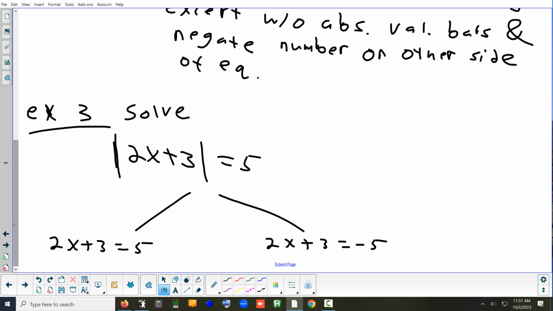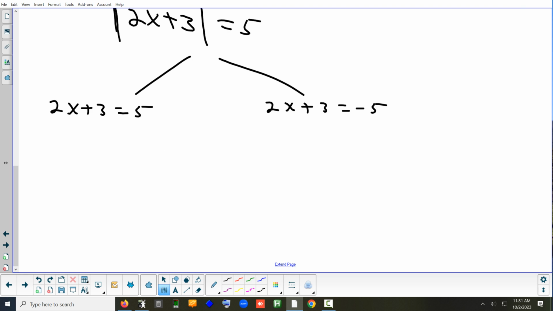Landon, what would be my first step to solve the equation on the left? Subtract by 3. Yep. So we're going to subtract 3 from both sides. And what does that give me for a new equation? 2x equals 2. And then when you divide each side by 2, you get x equals 1.